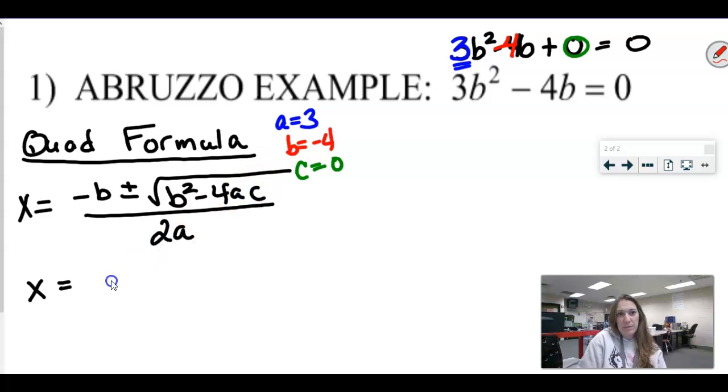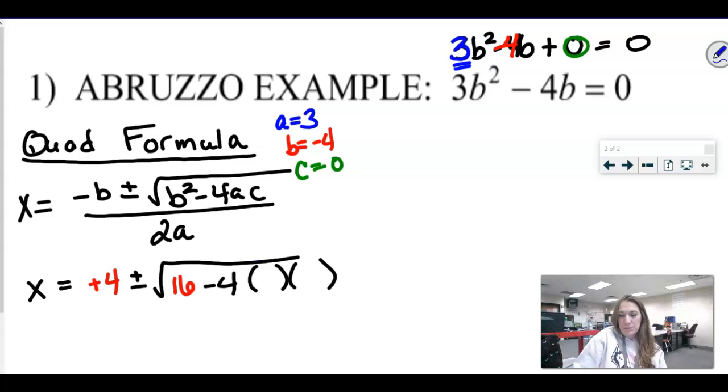The opposite of our b term is going to be a positive 4. And then the formula continues, plus or minus the square root of b squared. So I don't like to write negative 4 squared because I know when I type that I got to be careful about parentheses. I'm just going to call it a positive 16 because that is negative 4 squared. And then minus 4 times a times c. So a was 3 and c was 0. And then large fraction bar, all of this is over 2 times a.